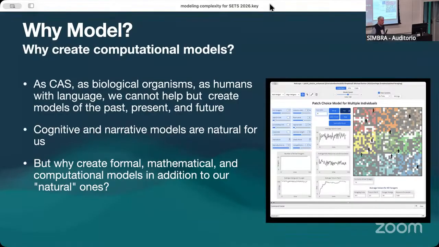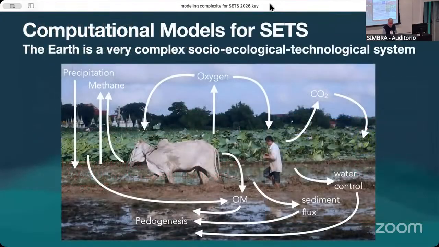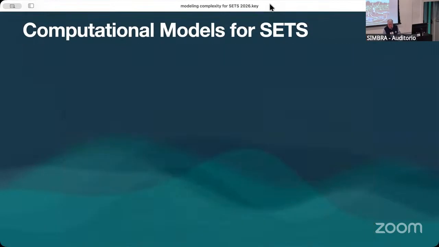But why do we go and create formal mathematical and computational models in addition to these natural ones, right? That's what we're talking about here today. Why do we go to the trouble of doing these other kinds of models? Well, I would say that one reason we do it, at least from my point of view, is the Earth. The Earth we live in today is a very complex socio-ecological technological system. And we've made it that way.